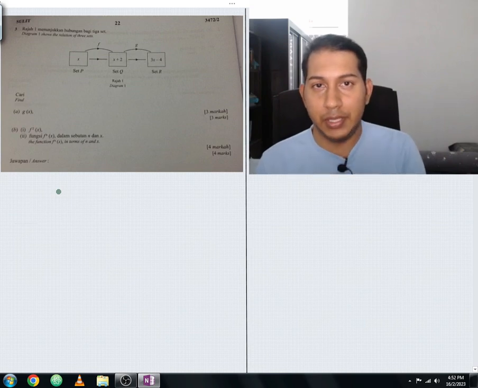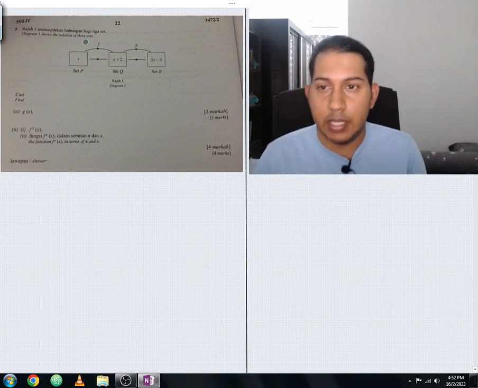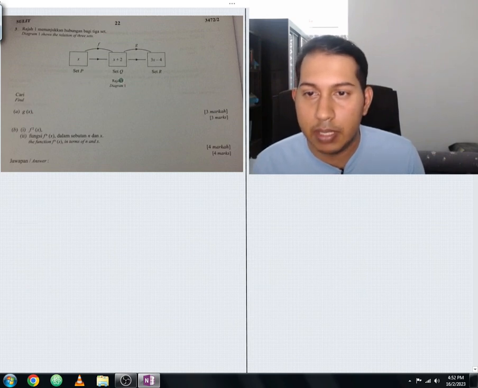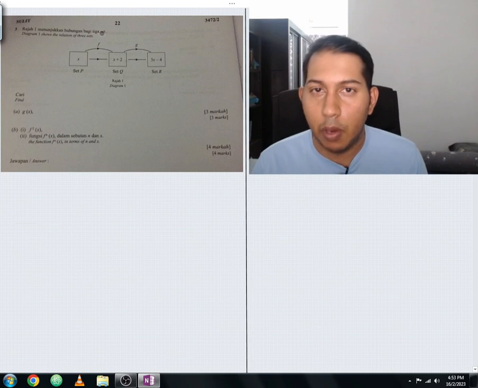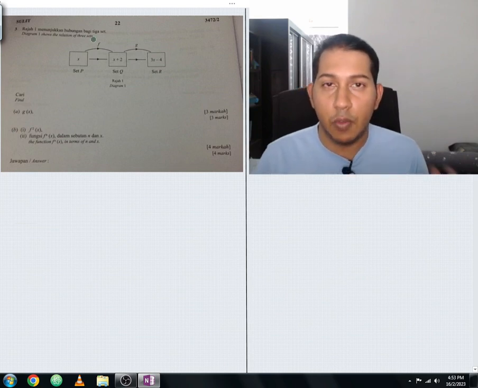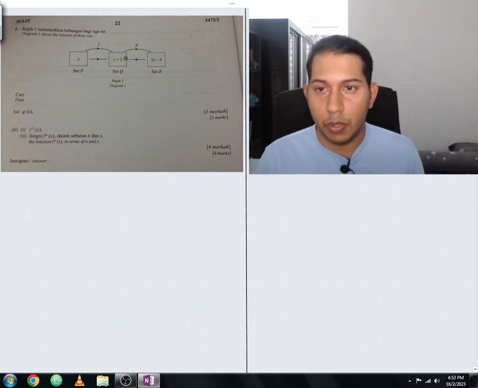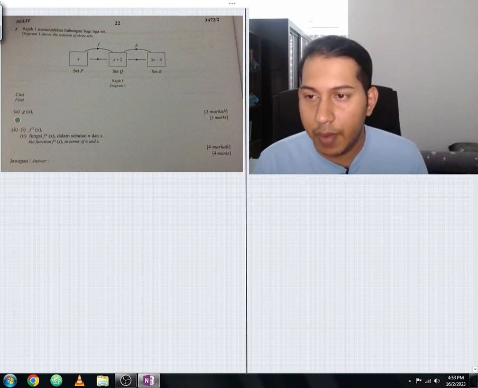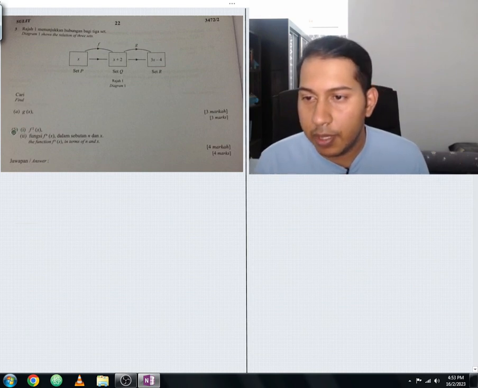Okay, let me read the question now. Diagram 1 shows the relation of three sets. As you can see here, you have set P, set Q and set R, and this is actually an example of a composite function. In case you don't know what it is, it is a composite function of f and g. So the question asks us to find g(x) for part A.